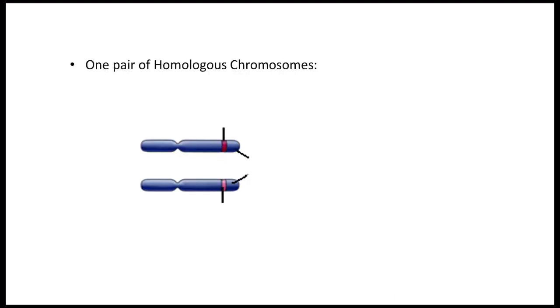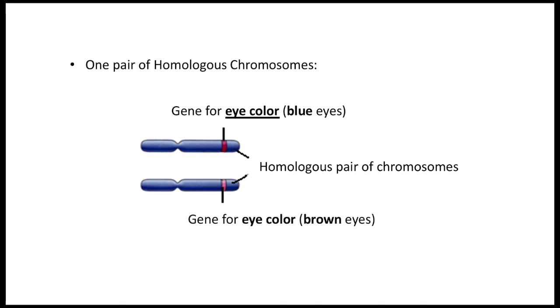So let's look at a pair of homologous chromosomes, meaning again that they're the same size, the same shape, and the same gene order. Below is one pair of homologous chromosomes, and here we see a gene for blue eyes and a gene for brown eyes. Say you have a gene for eye color. On one of the homologous chromosomes, we see a gene that codes for blue eye color, and on the other, we have an eye color gene again, but this time it is for brown.